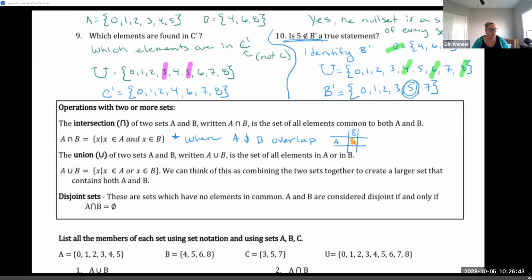And then we have the last idea, which is disjoint sets. These are sets which have no elements in common. A and B are considered disjoint if and only if their intersection is the null set. So two disjoint sets have no intersection, meaning they do not overlap.